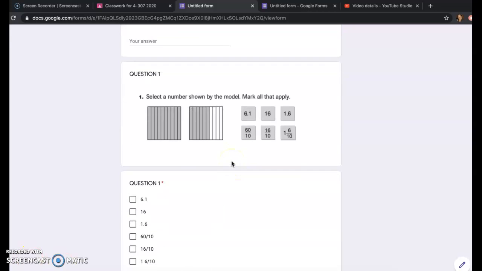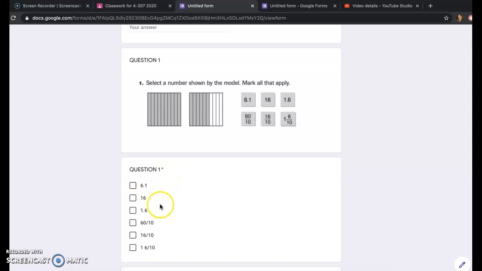So the first question says, select a number shown by the model. Mark all that apply. So you have to pick more than one, probably more than one of these. And you're going to mark that down here.